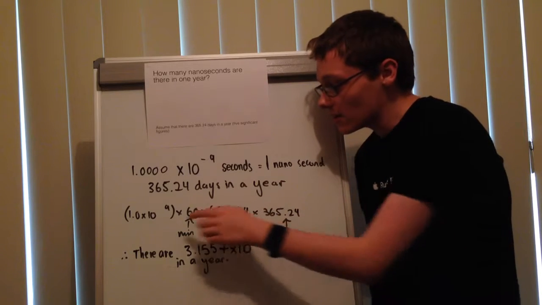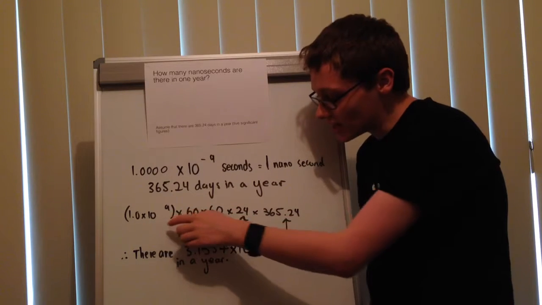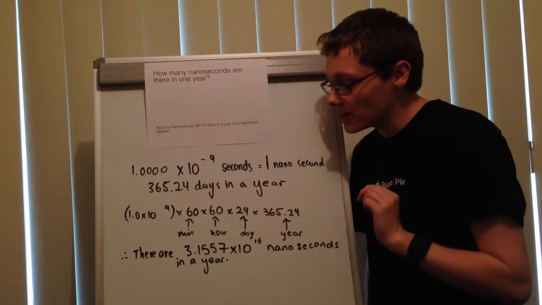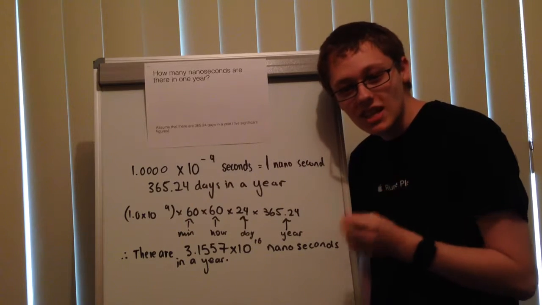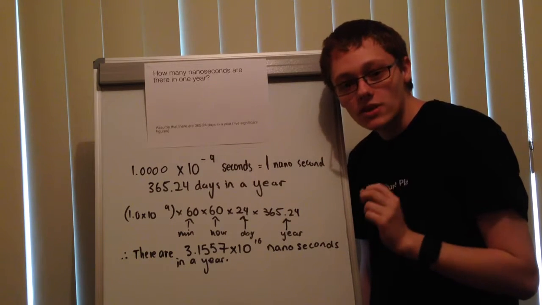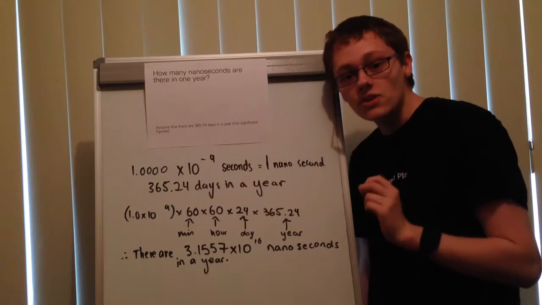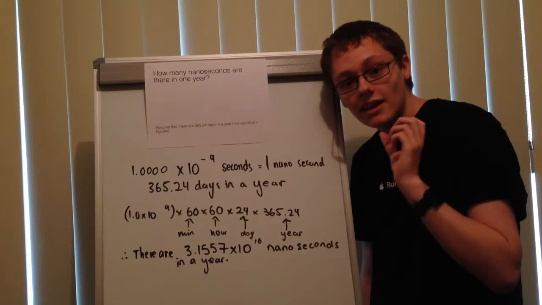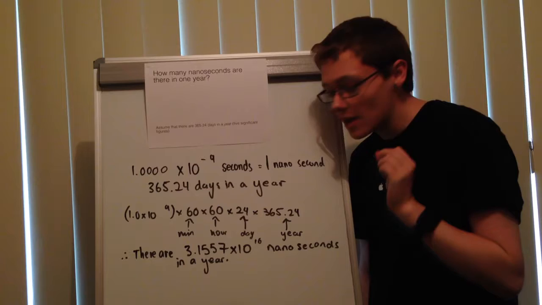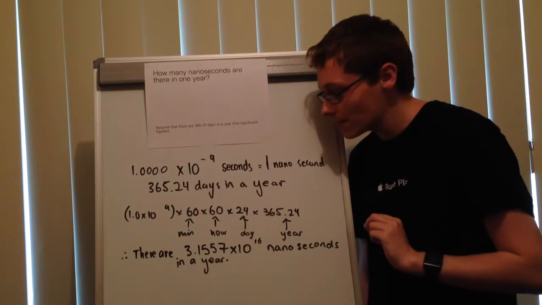So, if there are a billion nanoseconds in a second, the initial part is not going to be 1.0 times 10 to the negative 9, but 1.0 times 10 to the 9, because for each second, like this one, there would be a billion nanoseconds in there.